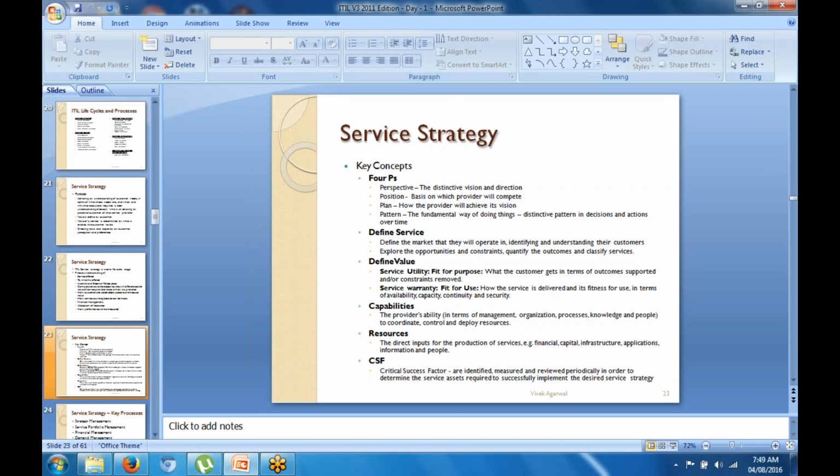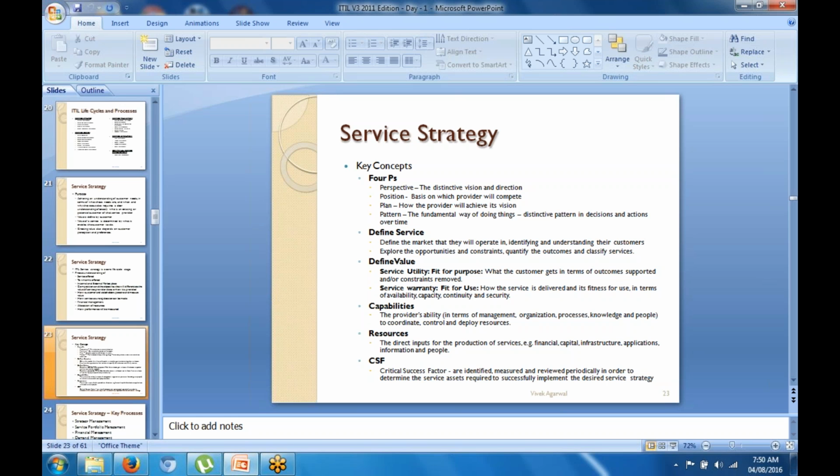Define service means define the market they will operate in, identifying and understanding their customers, exploring the opportunities and constraints, qualifying the outcomes and classifying services. So you are actually defining your service, what you are offering. Say in the case of a Bisleri bottle, you are defining your service and how it is going to affect your actual customer. You are defining your value. So this is a very initial stage. You are defining your strategy, and your value also.